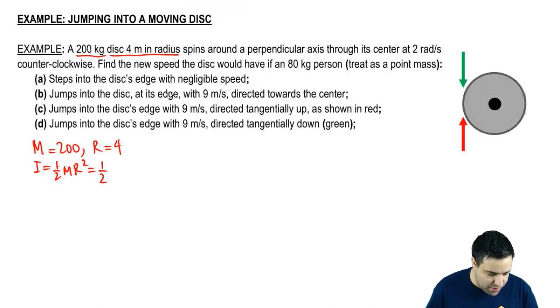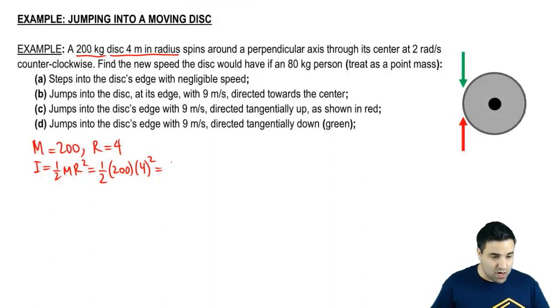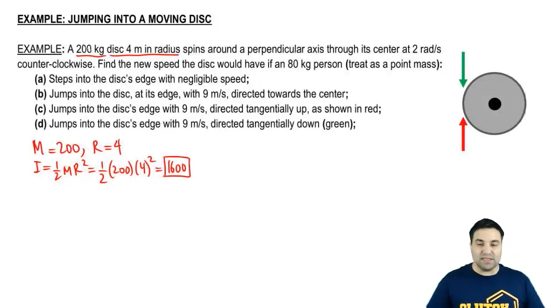I can actually go ahead and already plug this in here because we're going to be using this a lot. And if I do this, I get 400, or actually, I'm sorry, I get 1600. This thing is squared, right? So 1600 is the moment of inertia of the disk. It spins around a perpendicular axis through its center.